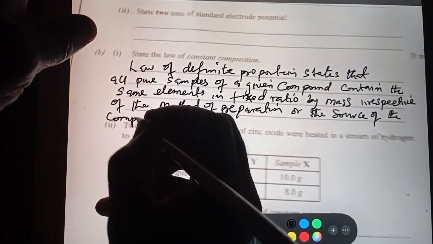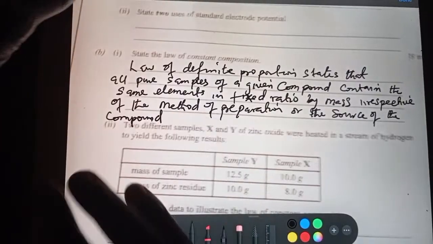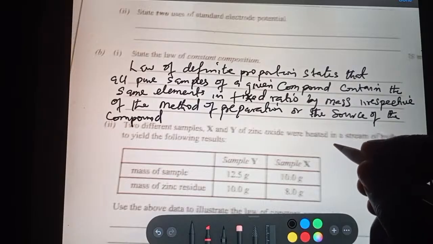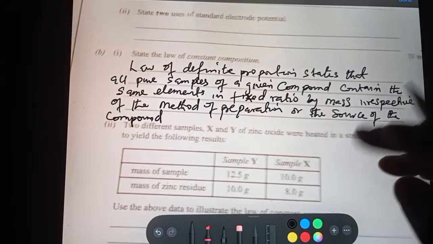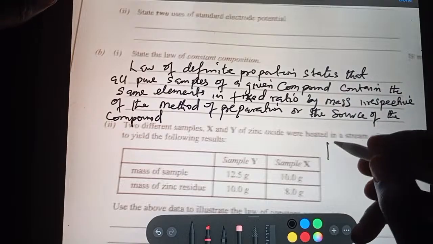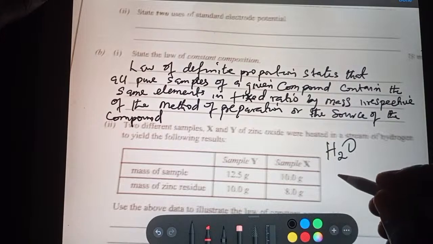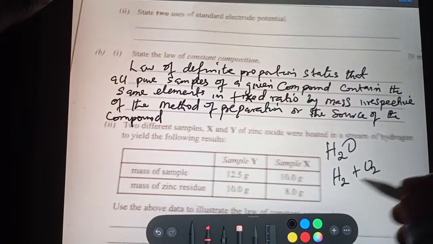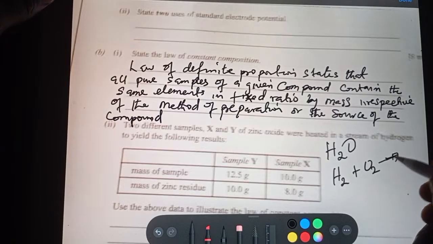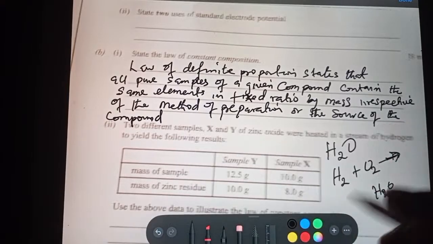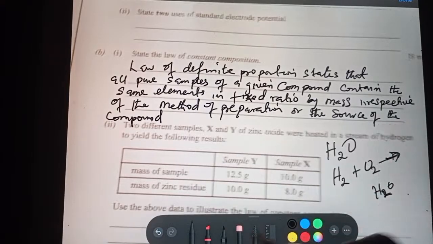See what we say here. We are saying that if you get pure water, whether you get it from a borehole, from a spring, or from the sea, as far as we have purified it, it must contain hydrogen and oxygen in the ratio of 2:1. Or if you go to the lab, spark and burn hydrogen in the presence of oxygen, it will still give you water in the ratio of 2:1. So whether you make the water in the lab or you get it somewhere, since it is pure water, it must have the same elements in a fixed ratio by mass.